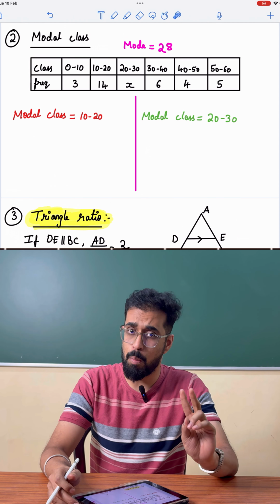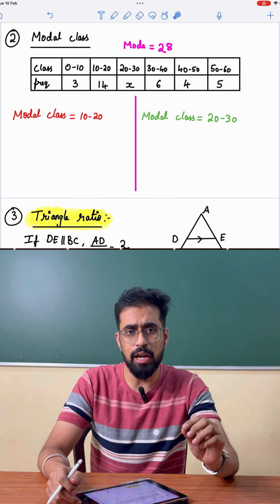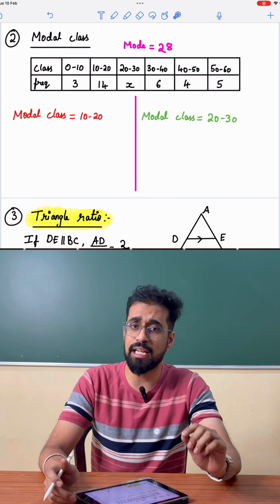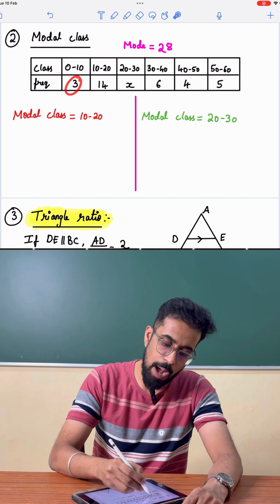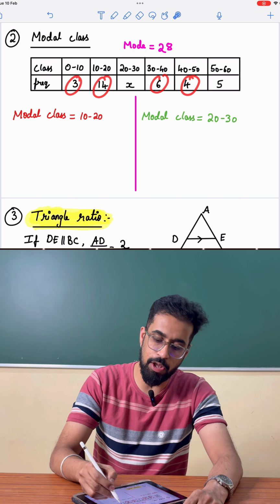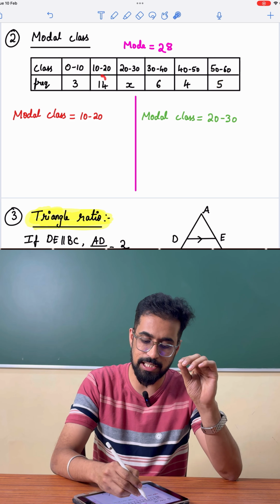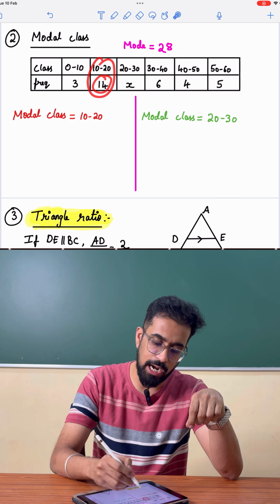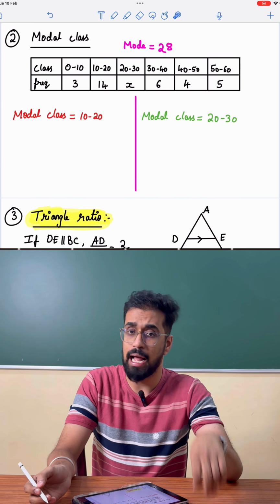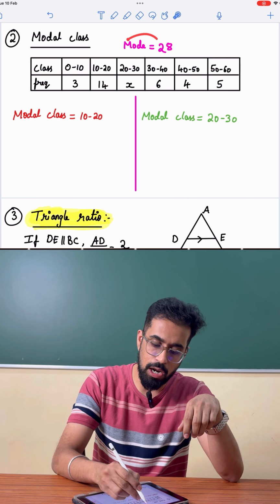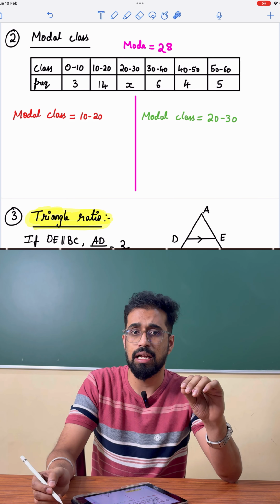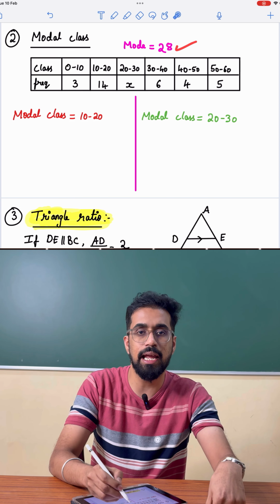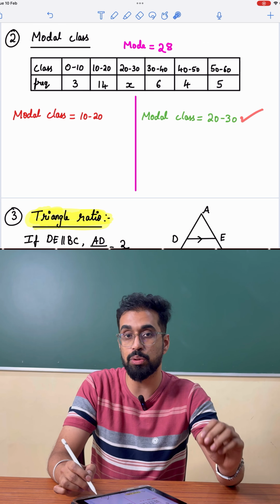The second one, modal class. Whenever you are given the mode and are asked to find the missing class, what usually happens is, among the frequencies given to us, we often pick up the highest frequency, which in this case is 14. Based on that, we identify the modal class as 10 to 20. Instead, what we need to do is, the modal class is the class in which the mode lies. So here the mode is 28, so the modal class has to be 20 to 30.